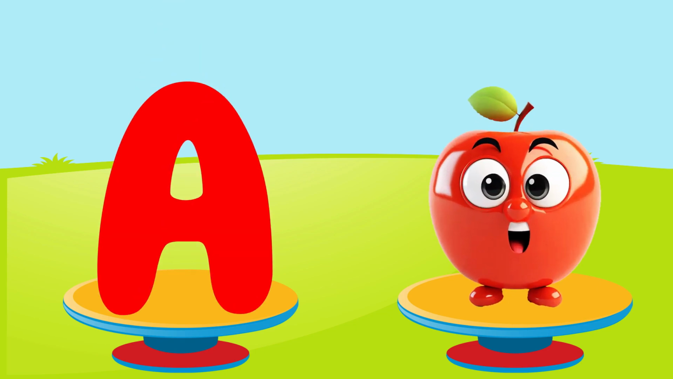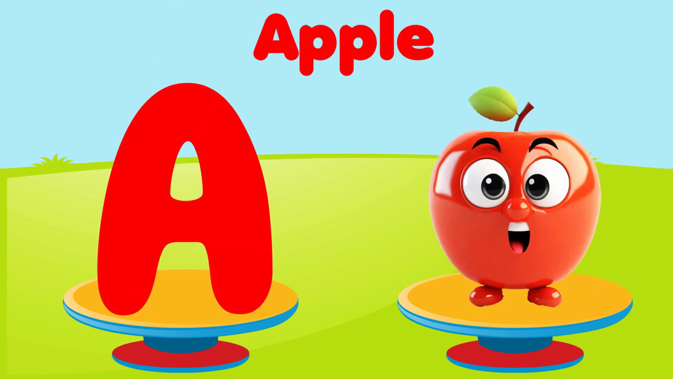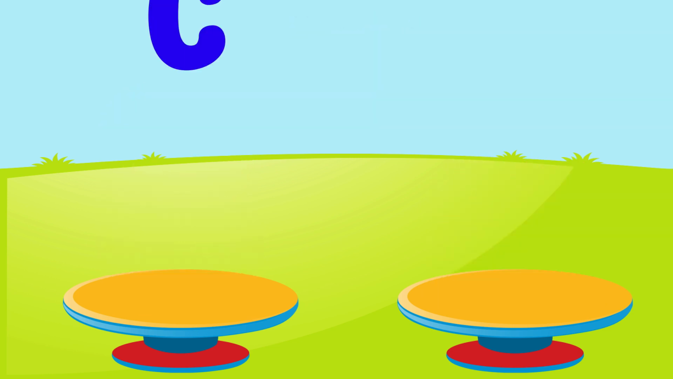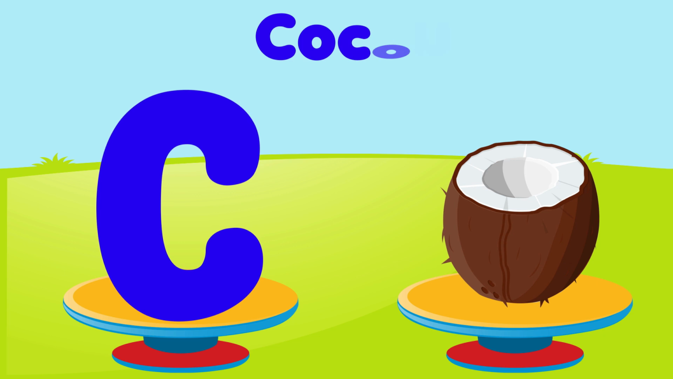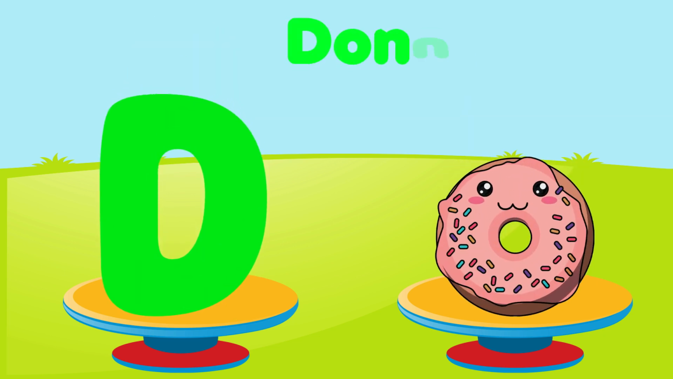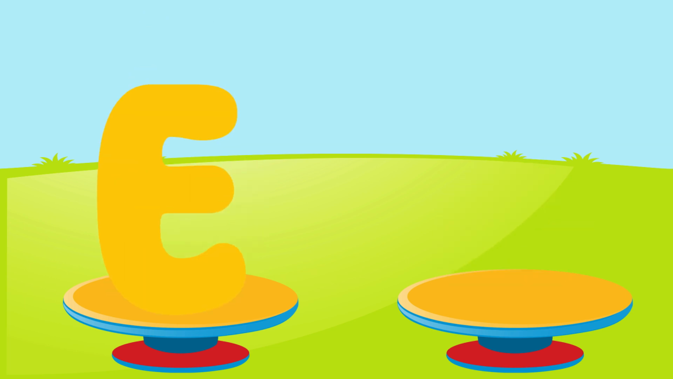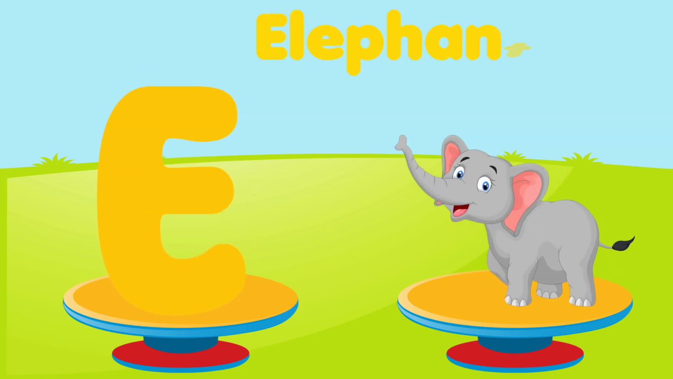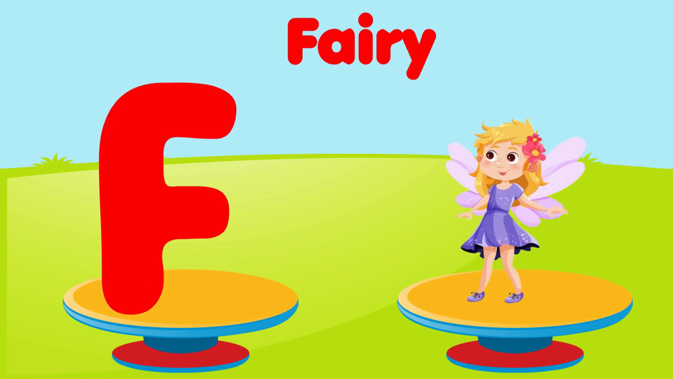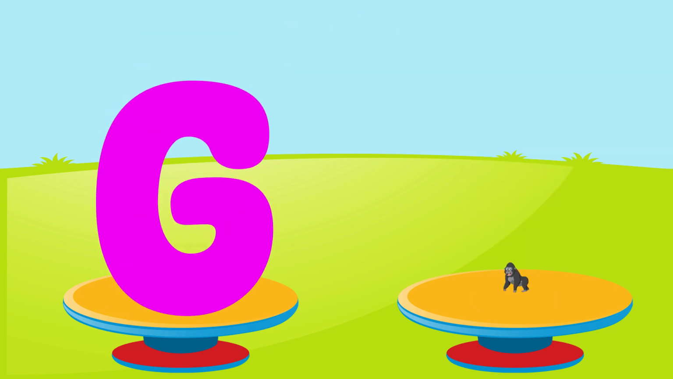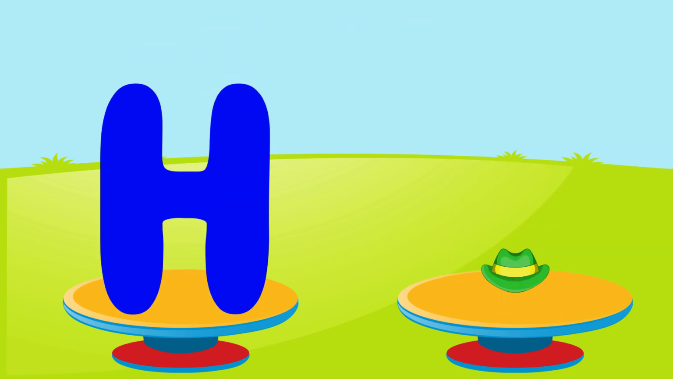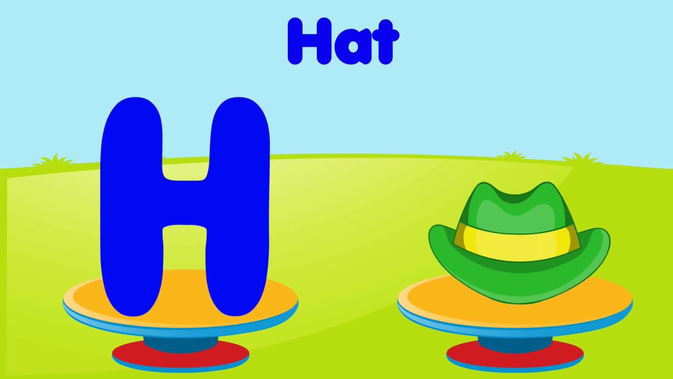A is for apple. A, apple. B is for baby. B, baby. C is for coconut. C, coconut. D is for donut. D, donut. E is for elephant. E, elephant. F is for fairy. F, fairy. G is for gorilla. G, gorilla. H is for hat. H, hat.